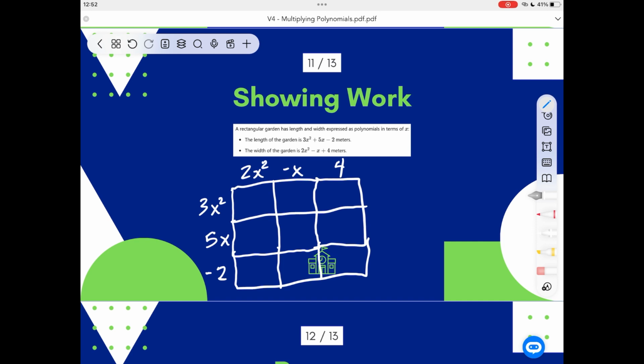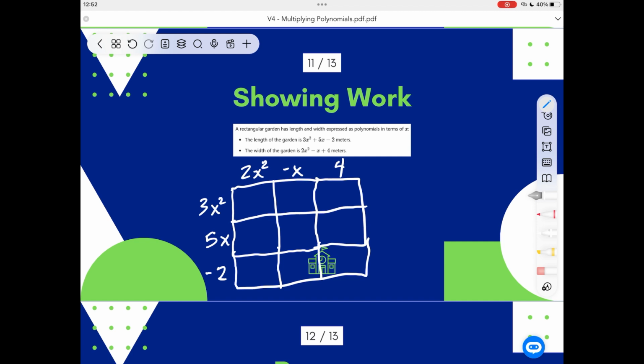And we set it up like so. We have our 2 dimensions, and now the area is going to be what we get when we multiply and then combine all of our like terms. So I like to start in the top left and just work across each row till we get to the bottom right.